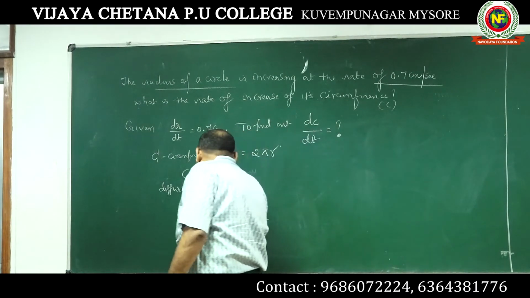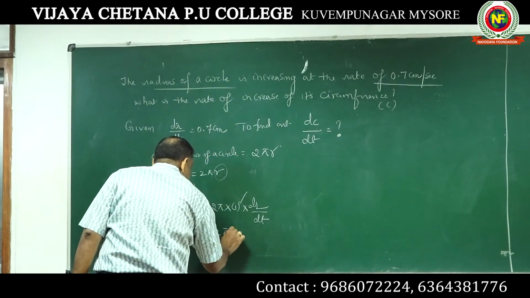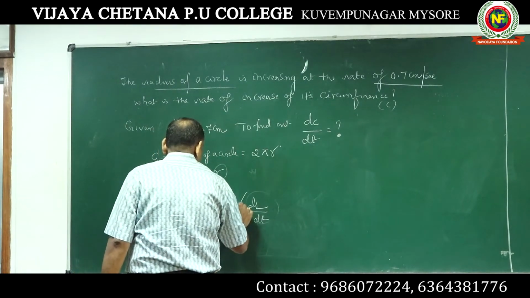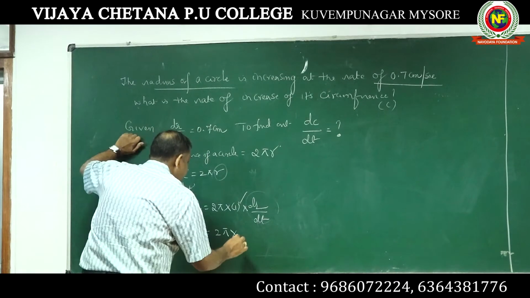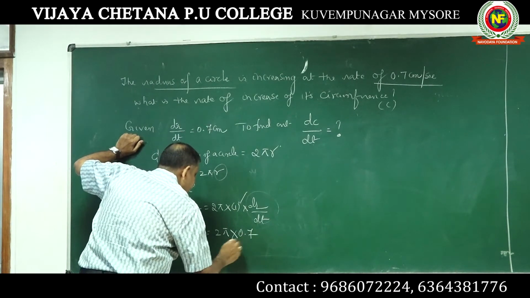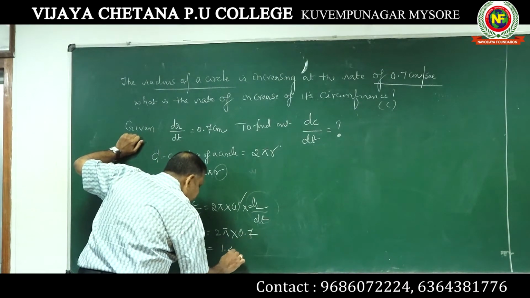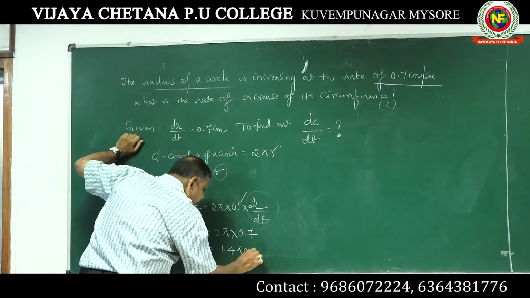Now very easy. That is why r is not given. 2 pi into dr by dt. dr by dt is 0.7, given. So it is 1.4 pi centimeter per second.